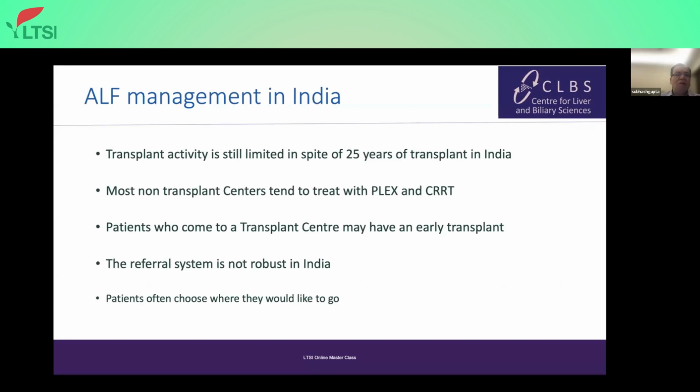So now, ALF management in India, even now, is still limited to non-transplant centers. Even though we've been doing transplants for over 25 years now, most non-transplant centers tend to treat with PLEX and CRRT because they think that transplant is not an option. Whereas those who come to a transplant center will have an early transplant. So in this presentation today, we thought we should come to an understanding of where PLEX is needed, where transplant should be expedited. And one of the problems in India is that the referral system is not robust, and patients often choose where they would like to go. Next slide, please.